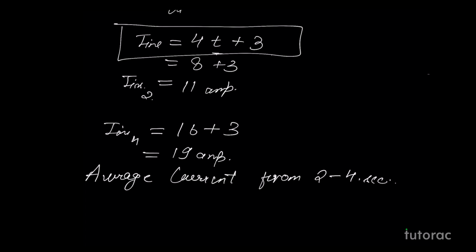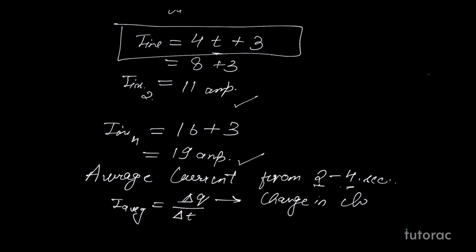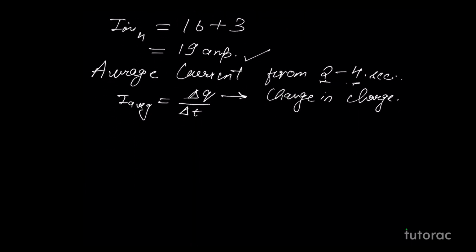Again, there are two options. We have the value of I instantaneous at the 4th second and the 2nd second. We can simply add them and divide by 2, meaning we are finding the average of the instantaneous values. Or we can solve I average, that is delta Q upon delta T. Delta Q, what is delta Q? This is nothing but the amount of change in charge. So how can we calculate it?